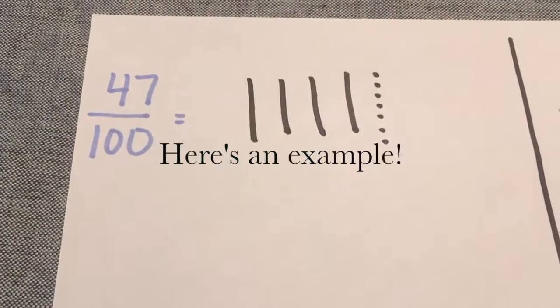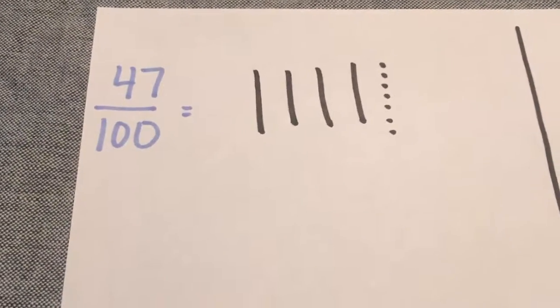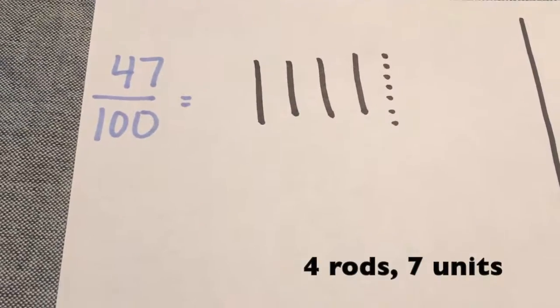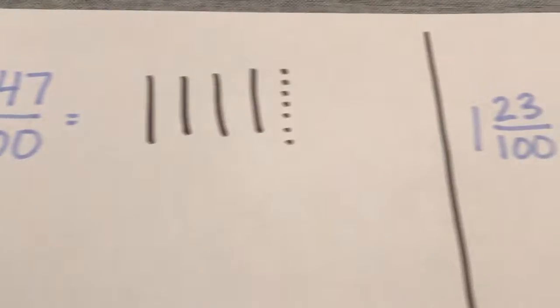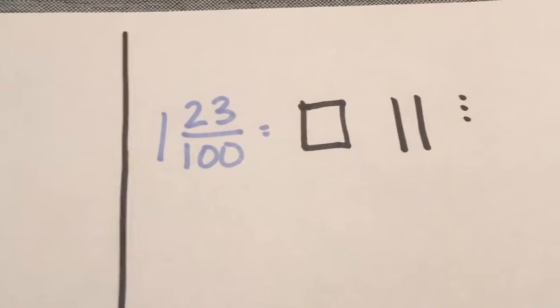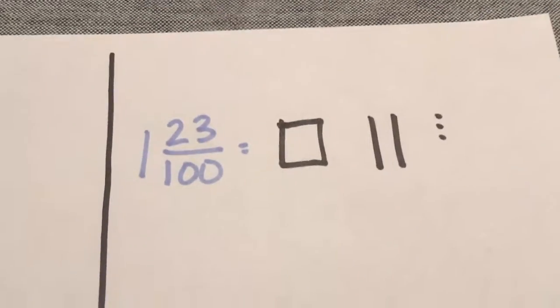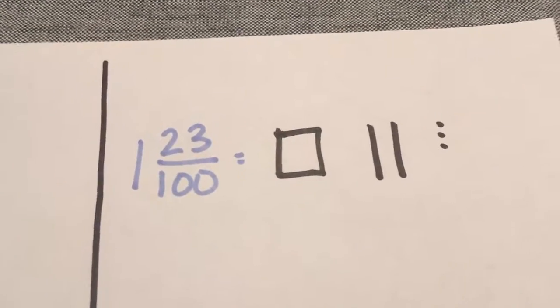For example, I would take this fraction 47/100ths and represent it like this. 4/10, 7/100ths. I would take 1 23/100ths, representing it with a flat, 2 rods, and 3 units. 1 whole, 2/10, and 3/100ths.